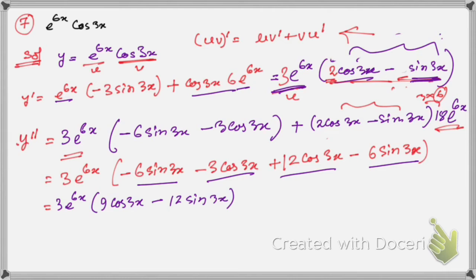So from here we can take 3 common from both these two terms. So taking 3 common, we will get this. So this is our answer. So hope you have understood. So now 8 is this.